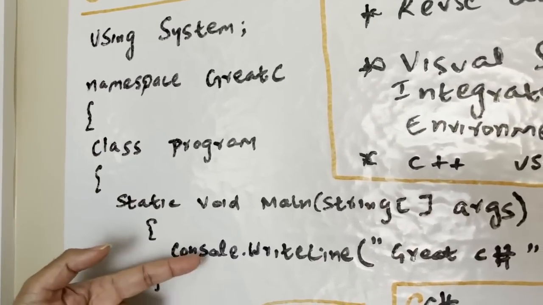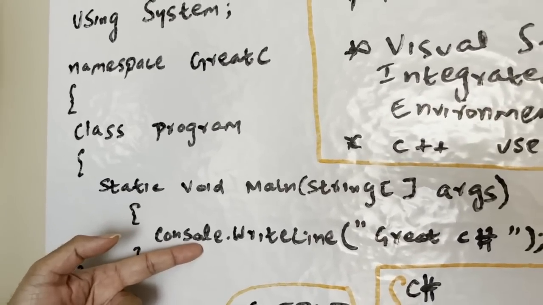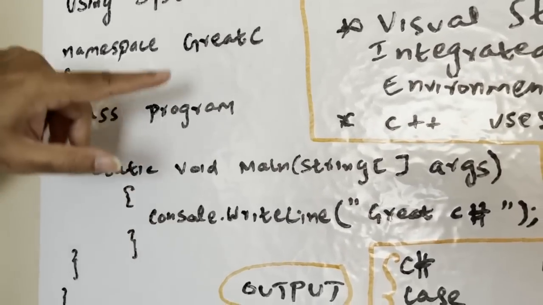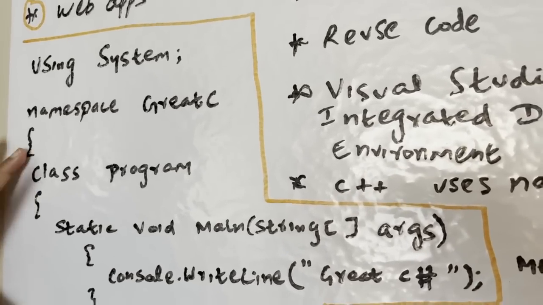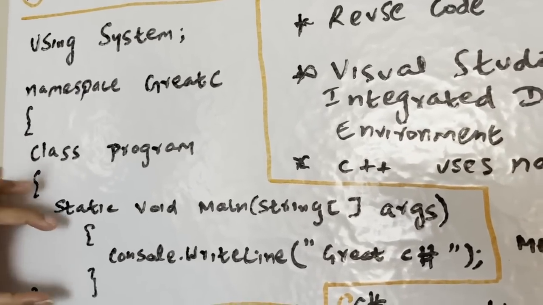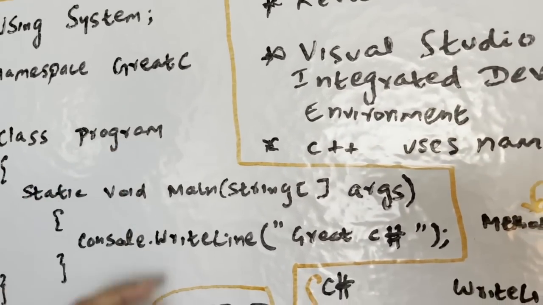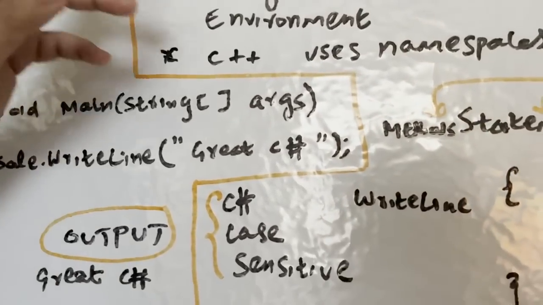Let's see, there should be a Console. Console is a namespace. So you've got one namespace inside a namespace. That's why it's called nested. This is a nested block. Block 1, block 2, block 3. Every statement should end with a semicolon.